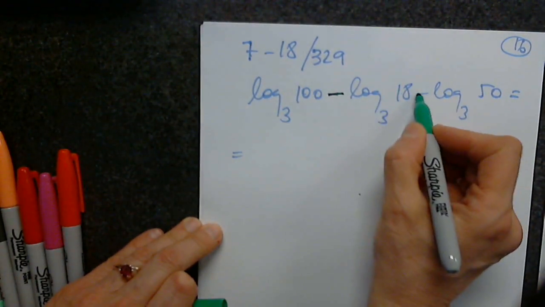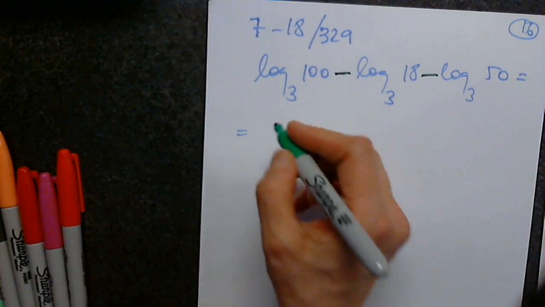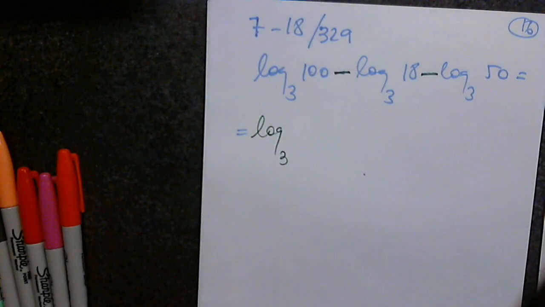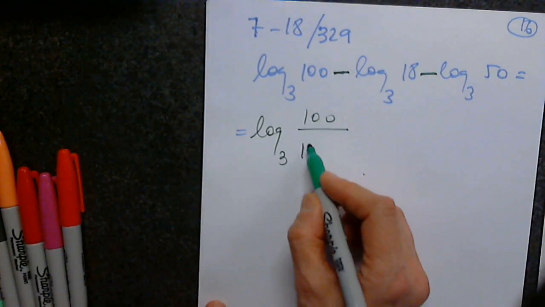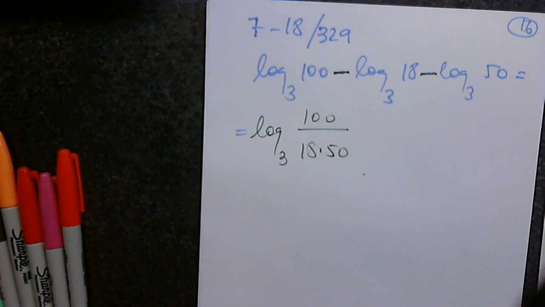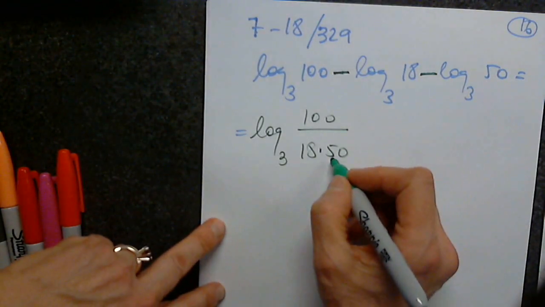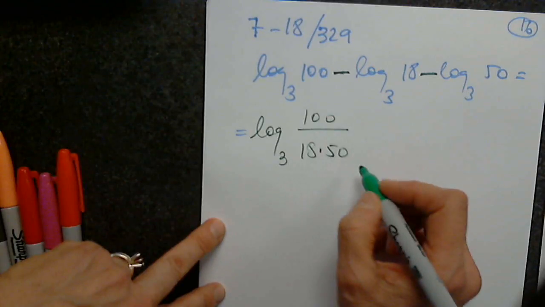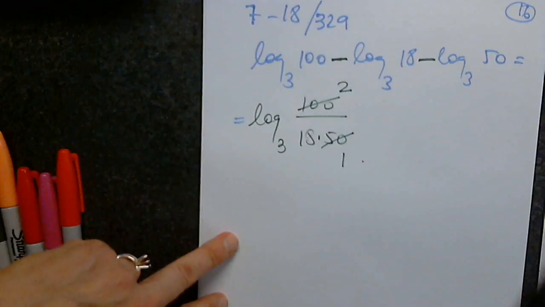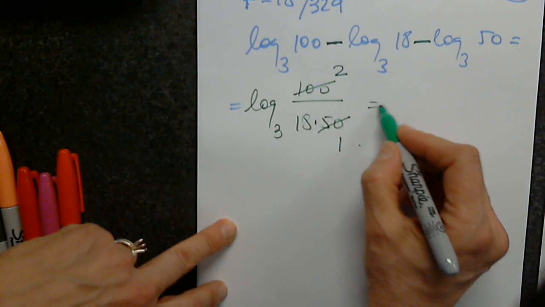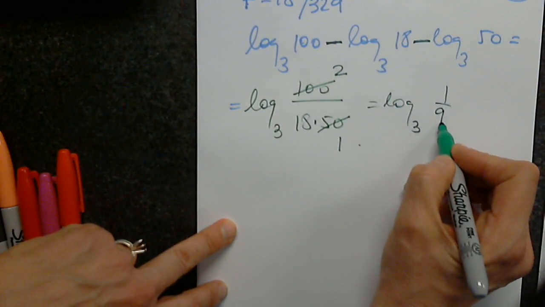So I noticed that this is a minus and this is a minus. So if I want to condense this into log base 3, what will be at the top? 100. Yes. What will be in the denominator? 18 times 50. Very good. Because they have a minus in front. If they have minus, they must come from the denominator. So now I will simplify inside the log, 100 divided by 50, and then I will simplify by 18, and I have log base 3 of 1 over 9.